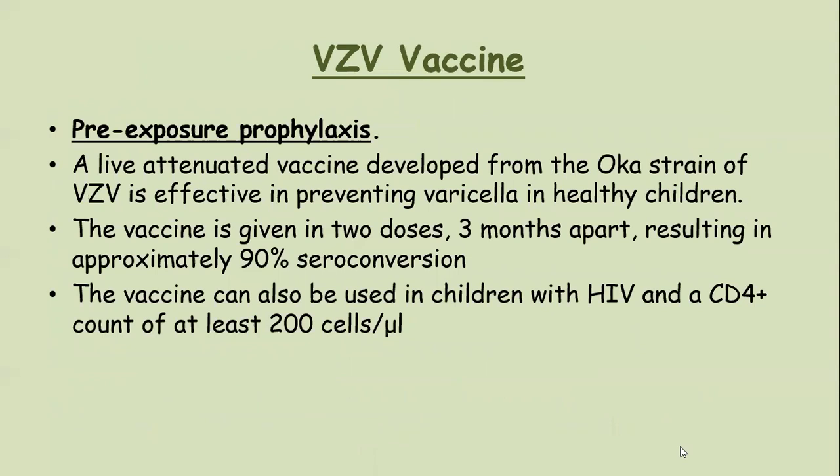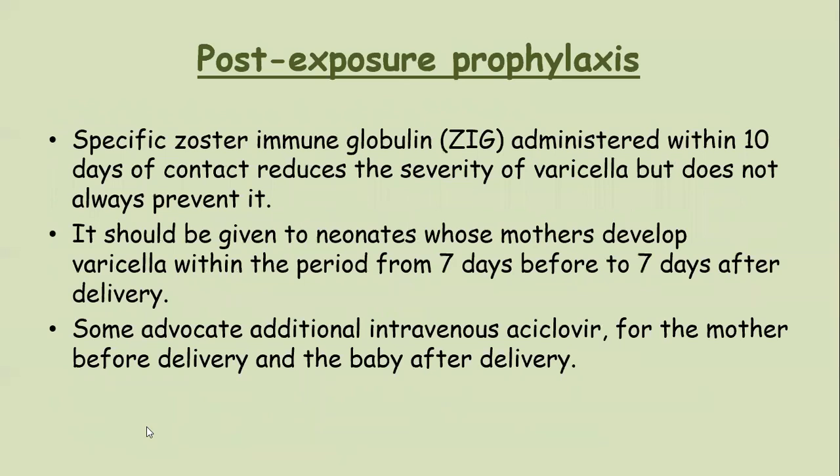Then varicella zoster virus vaccine. Pre-exposure prophylaxis. A live attenuated vaccine developed from the Oka strain of varicella zoster virus is effective in preventing varicella in healthy children. This vaccine is given in 2 doses 3 months apart, resulting in 90% seroconversion and protection. The vaccine is also used in children with HIV and CD4 count of less than 200 cells per microliter.